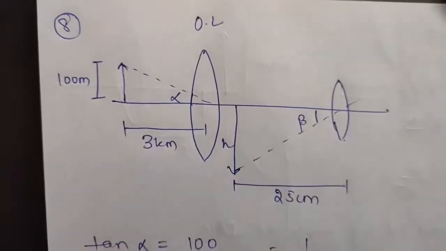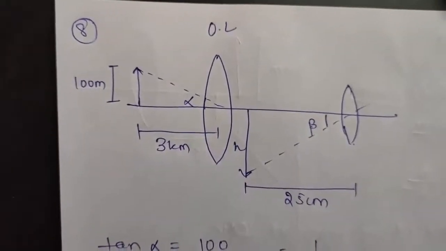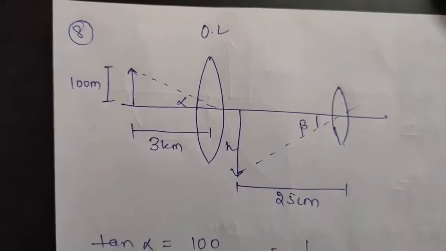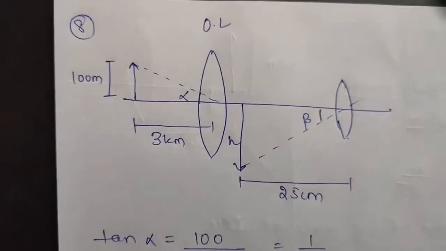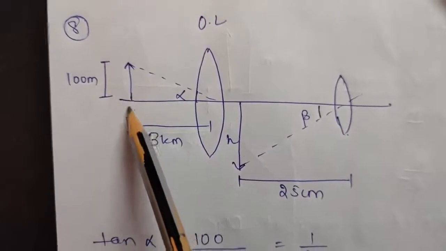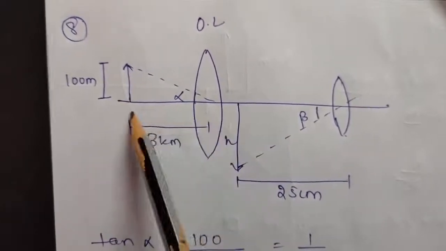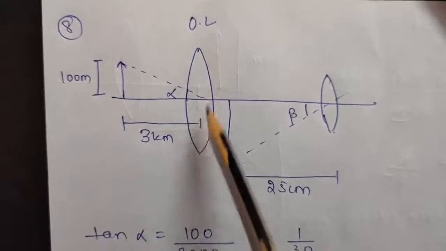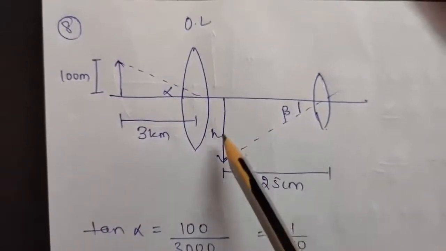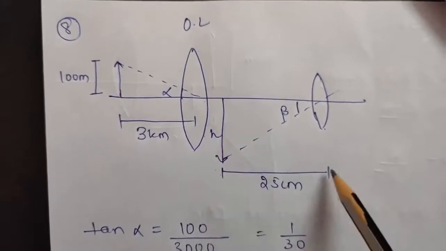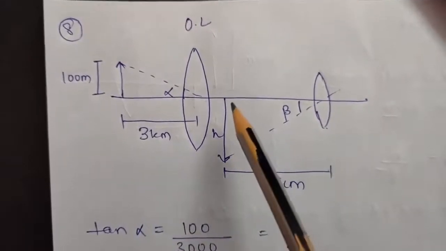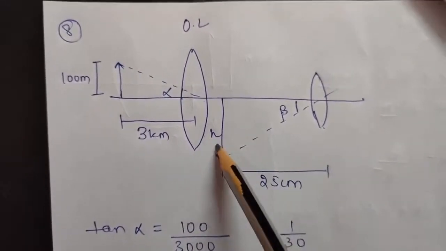Okay, so in question number 8, you are given a telescope whose magnification is minus 36. Now it is used to view a 100-meter high tower which is placed at 3 kilometers away from the telescope. Suppose this is your object, that is 100 meters, which is placed at a distance of 3 kilometers away from your objective lens. This is your eye lens. Let us suppose the image is formed at the least distance of distinct vision, that is at 25 centimeter from your eye lens. Now let us suppose the height of the image is h.